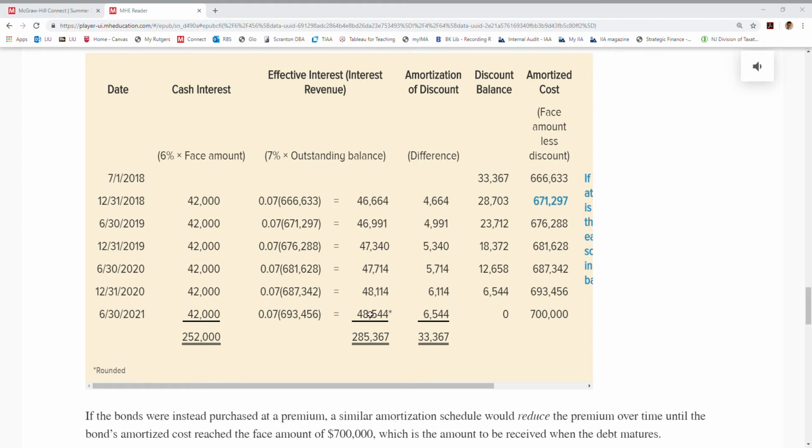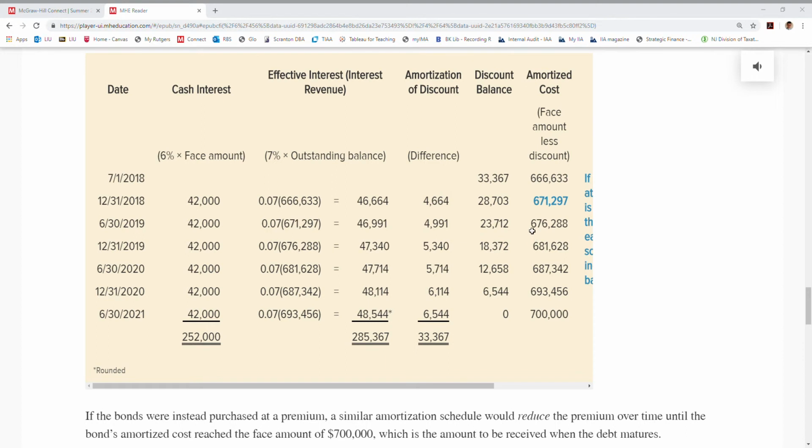And why are you even doing a discount? It's because you are recognizing there's a difference between the cash interest and the effective interest, and that difference over the life of the bond equals the discount balance. That becomes apparent in the annual amortization of discount, which is the difference between column B and column C. So this one is the difference.